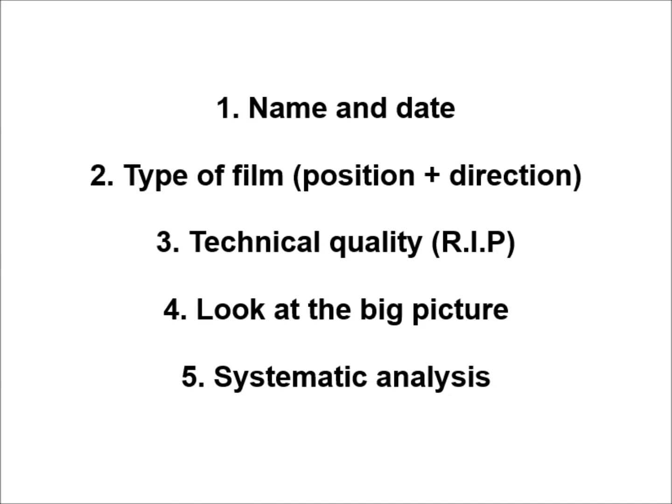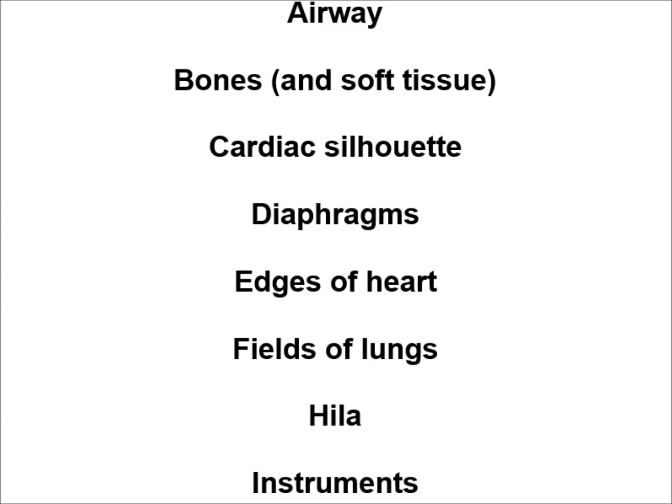4. Look at the big picture and take note of any obvious abnormalities. And 5. A systematic analysis using the A, B, C, D, E, F, G, H, I approach. A. Check the airway is central and patent. B. Check the bones for fractures or lesions, and also check the soft tissues around. C. Check that the cardiac silhouette is not abnormally enlarged. D. Check the diaphragms are visible, dome-shaped, and that the angles are intact.